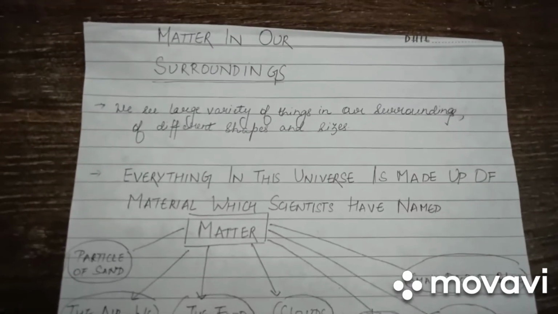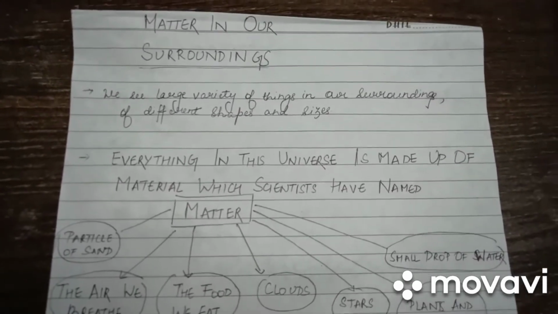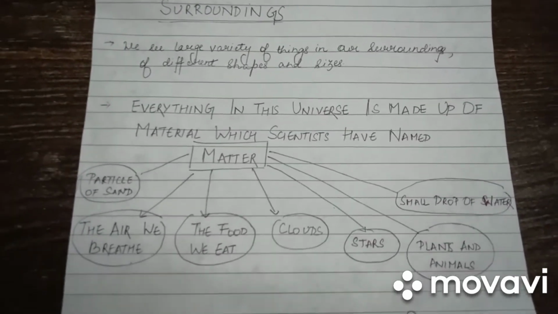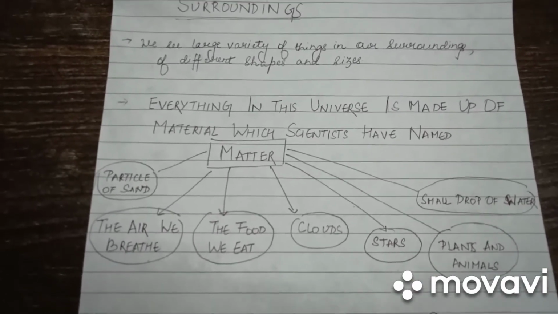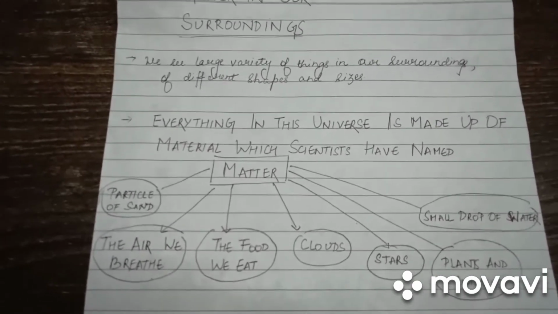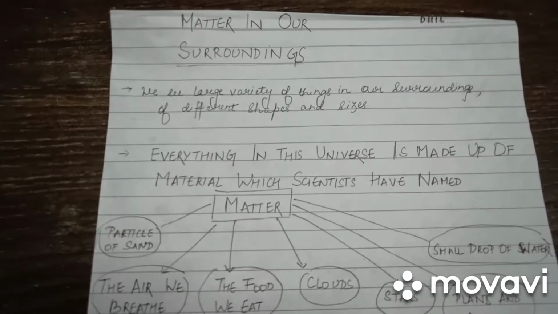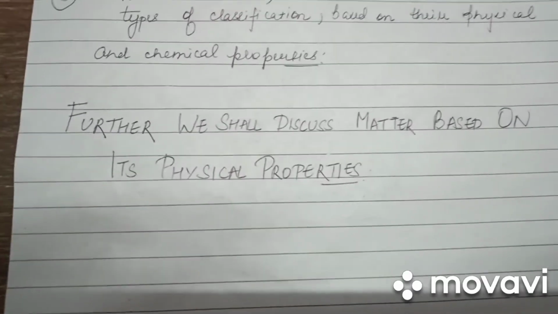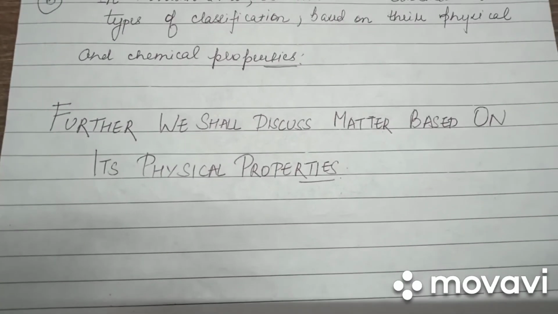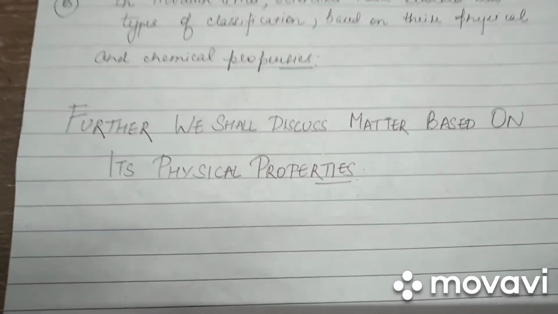So that is it for today's video. In today's video, we learned that everything in the universe is made up of material which scientists have named matter, which is anything that occupies space and has weight. We discussed matter based on its physical properties.